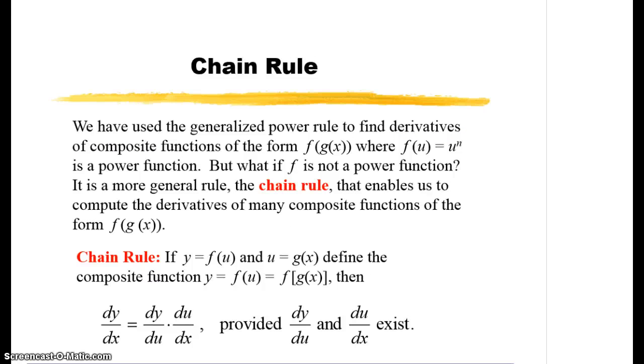The generalized power rule that we just used finds derivatives of composite functions of the form f of g of x, where f of u was u to the power of n, a power function. But what if f is not a power function?